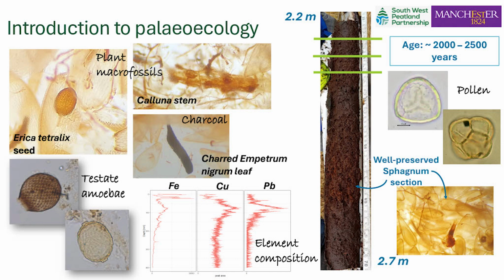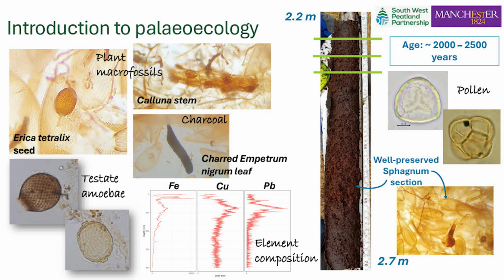So once we have our core, we might slice it up into 1 centimeter slices like this. And from these sections, we can extract whatever material and information we might be interested in. And just to give you a flavor of what that might include, we might want to look at plant macrofossils. So these are larger fragments of preserved vegetation. Can look at past vegetation over time. That might include things like seeds, stems, buds, twigs, and pieces of woody material.